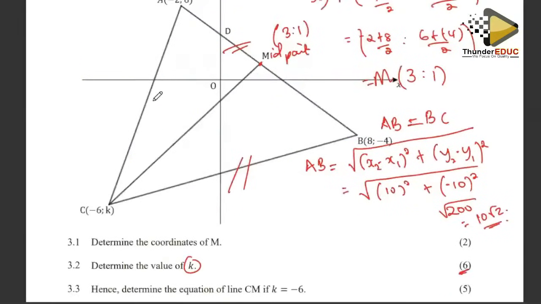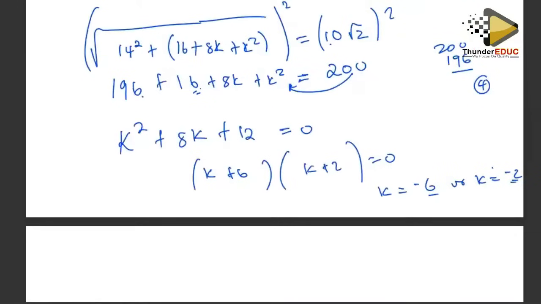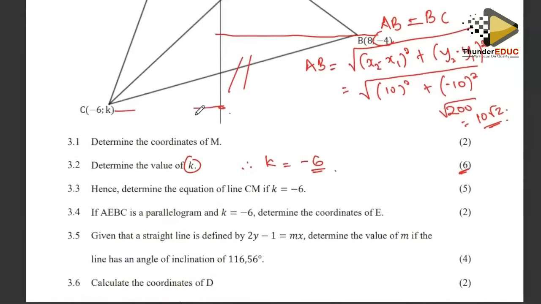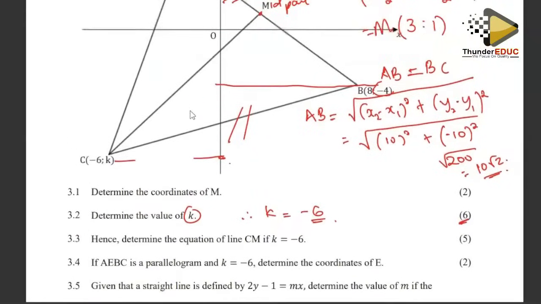So we need to confirm and see. We know that this y value is -4 here. There is no way this k can be -2, below the -4, meaning that our k needs to be -6. It cannot be this -2. All right, so we've decided and we got those 5 marks. Then, hence or otherwise, they want us to get the equation of CM if k is -6. Thank you for confirming that.